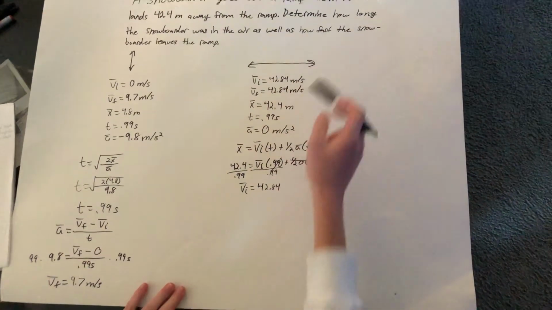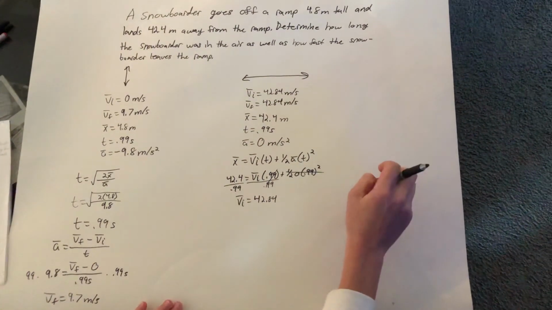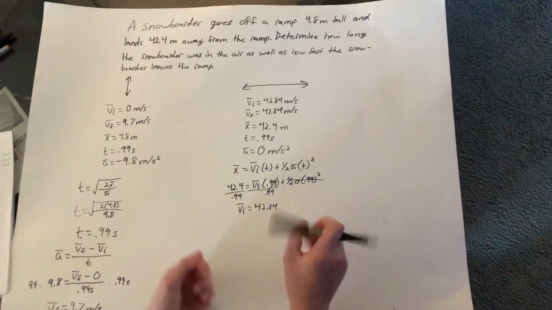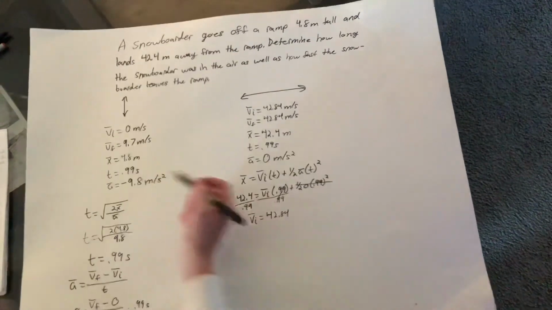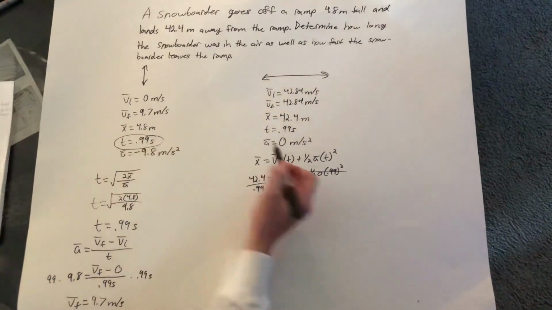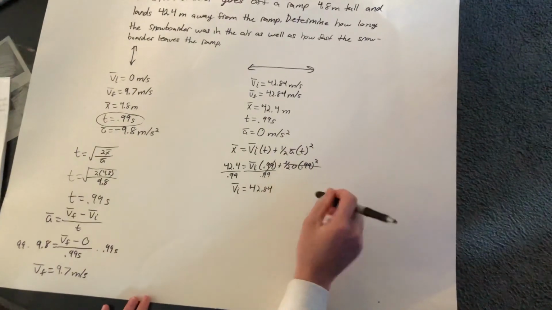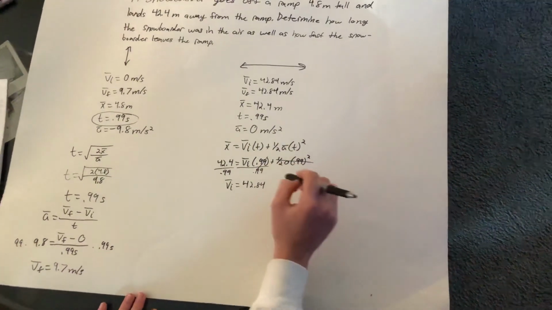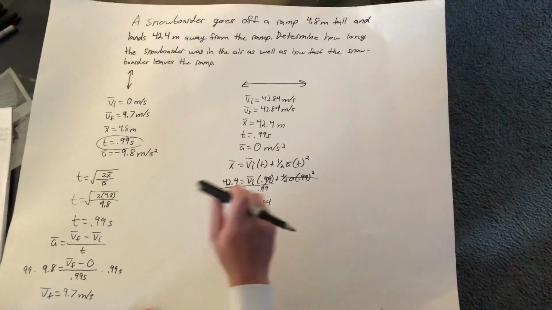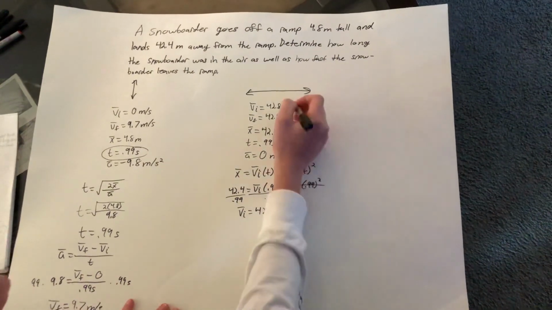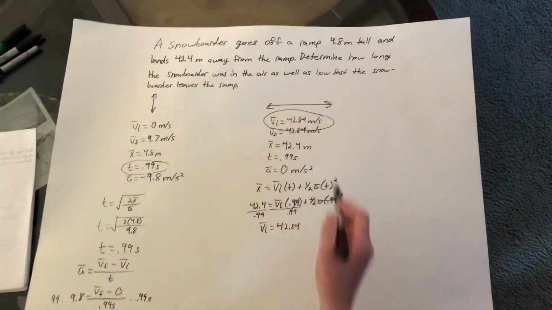So the question has to determine how long the snowboarder was in the air as well as how fast the snowboarder leaves the ramp. So the snowboarder was in the air for 0.99 seconds. And we're trying to also determine how fast the snowboarder leaves the ramp. So that's talking about the horizontal component and the initial velocity, which we have. The initial velocity is 42.84.